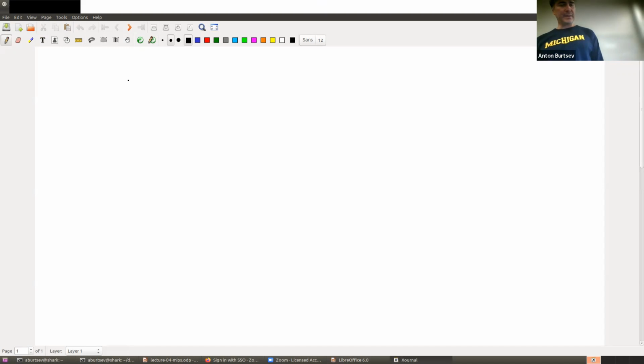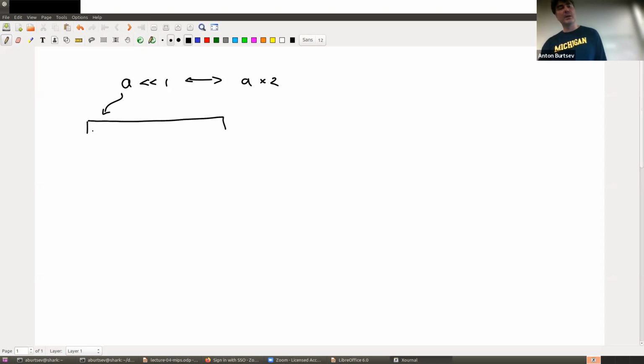So I kind of say that if you have a number A and you shift it by, for example, 1, it's the same as multiplying A by 2, right? I kind of assume that it goes without saying, but it's also very easy to explain. What is this number A? Imagine we represent it as a binary number, right? So it's a bunch of bits.